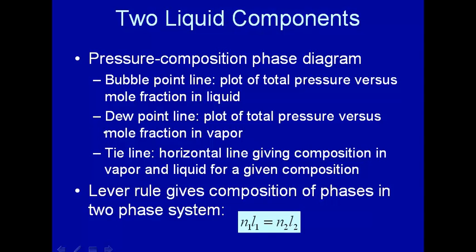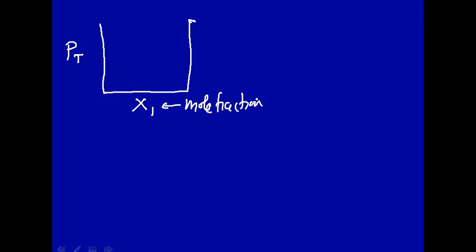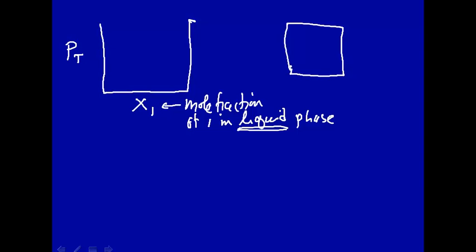So again, let's see what we're up to here. In the previous part of the lecture, we had a graph like this. We had the total pressure as a function of mole fraction. We'll use the symbol X as the mole fraction of component 1 in the liquid phase. And just to refresh our memory, what the system is here is like this.